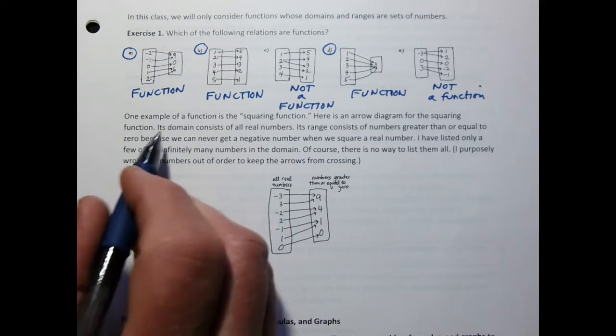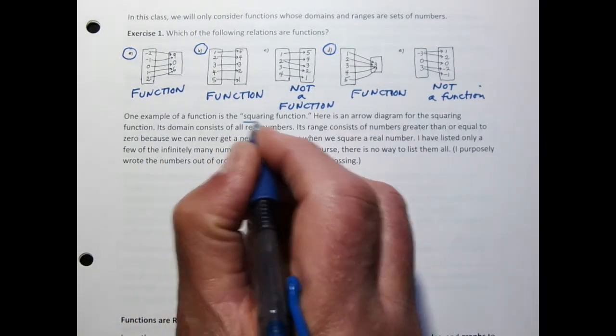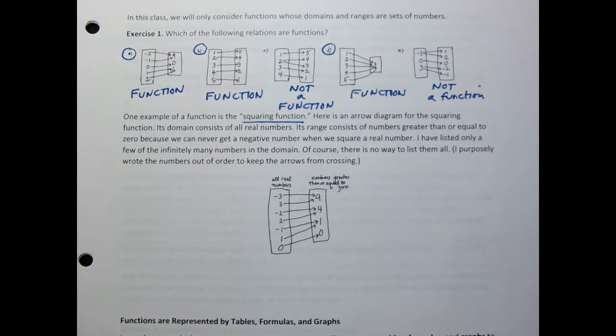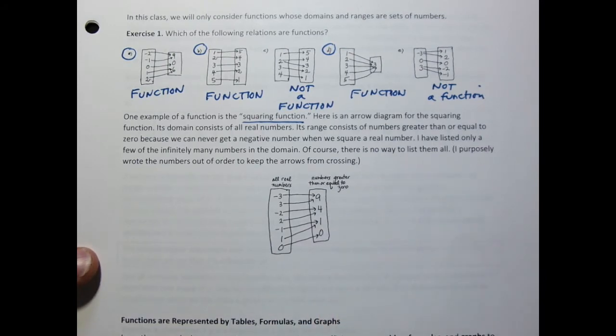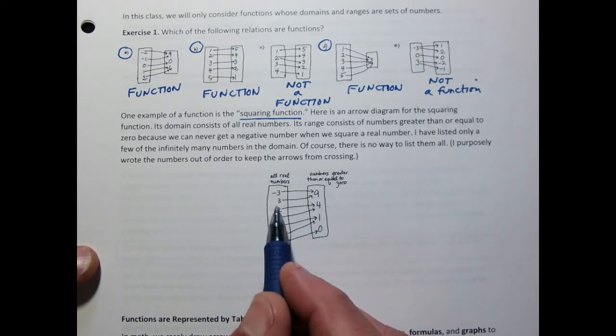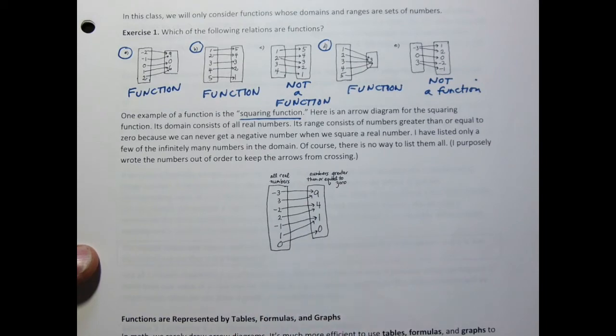Now, one example of a function is the squaring function. And we're going to talk about functions of numbers that can often be described with symbols or words. So here's an arrow diagram for the squaring function, and I'll let you read over this text on your own. The squaring function just says take a number and square it. -3 squared is 9. +3 squared is 9. -2 squared is 4. 2 squared is 4, etc.